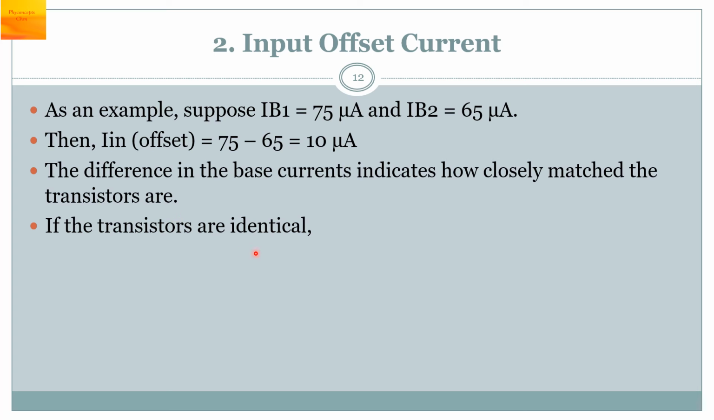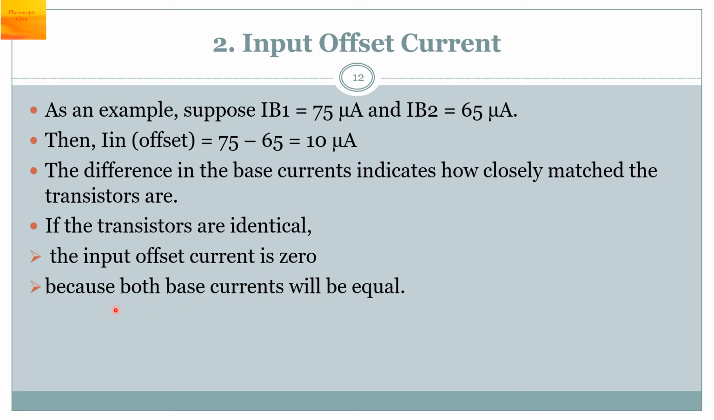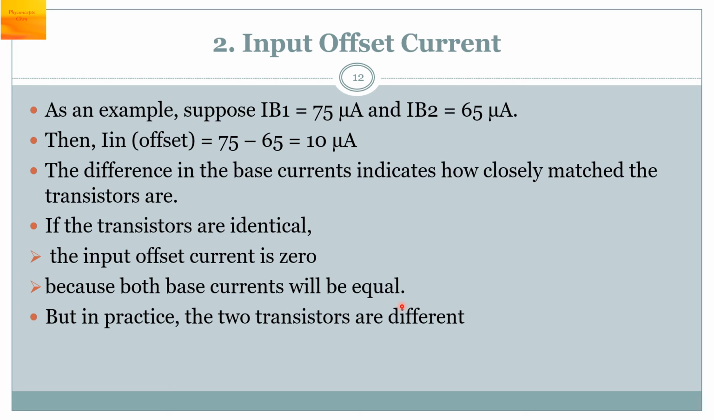If the transistors are identical, the input offset current is 0 because both the base currents will be equal. But in practice, the two transistors are different and the two base currents are not equal.